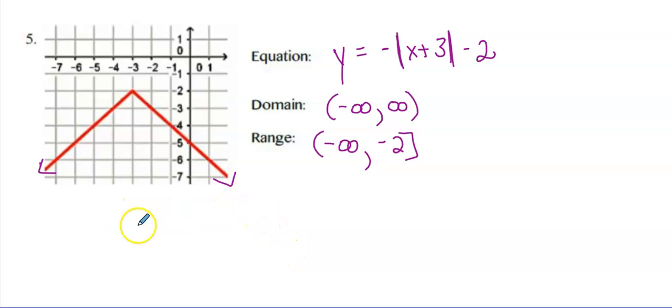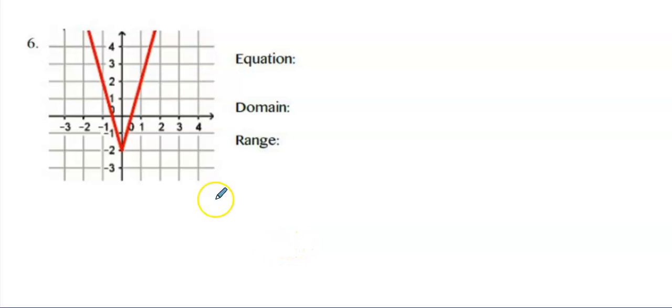We could also state that the slope is negative 1, a is negative 1, the vertex is negative 3, negative 2. They didn't ask us for that, but if you wanted to make a note of that, you could. All right, the next one, number 6, same thing. Put your arrows up here at the top. The equation, let's see, there's no left or right for the vertex. There is a down 2.